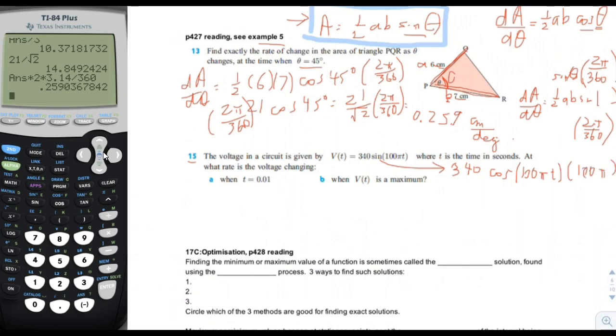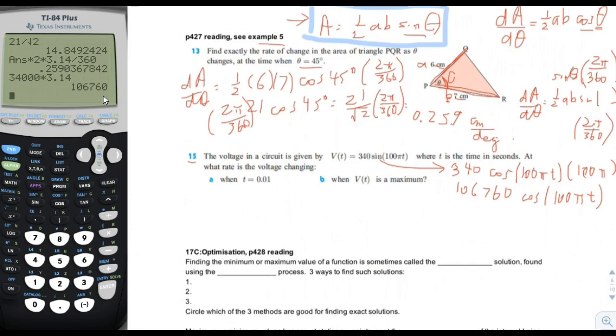Okay, and then let's see. So 340 times 100 pi would be 34000 times pi, 3.14, 106,760. So 106,760 cosine 100 pi t.